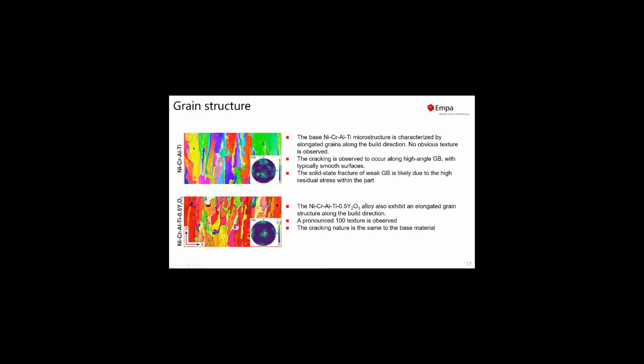Looking at our ODS material, we see these elongated grains along the build direction, but here we observe a very pronounced 100 texture. We also observe the cracks, and the cracking nature is the same as in the base material, so also along high angle grain boundaries, possibly also due to the lack of grain boundary strengthening elements.